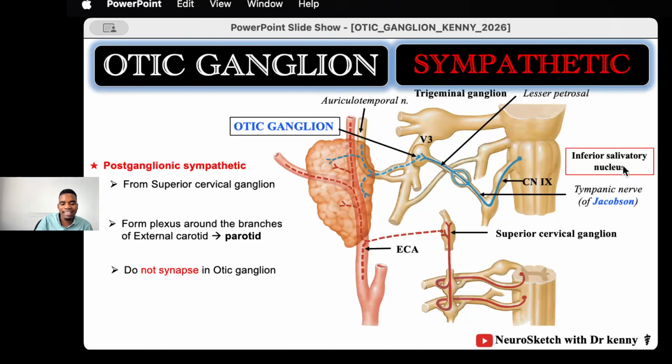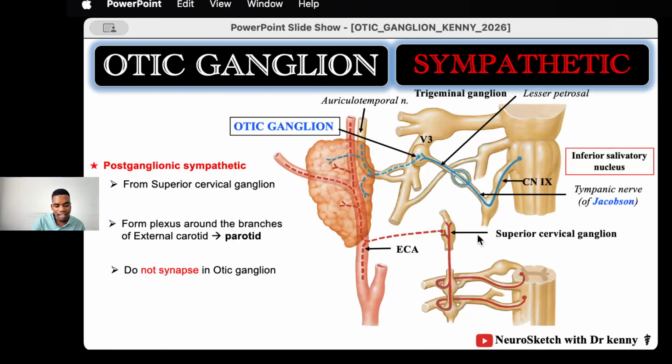What we have is what has already been synapsed, and so we have the postganglionic sympathetic fibers. These fibers are brought to the head by way of the external carotid artery, and from the external carotid artery they go through the maxillary artery, which is a branch of the external carotid artery. Then from the maxillary artery these fibers enter the middle meningeal artery, and from the middle meningeal artery they go to the otic ganglion, and this is how the sympathetic is brought.